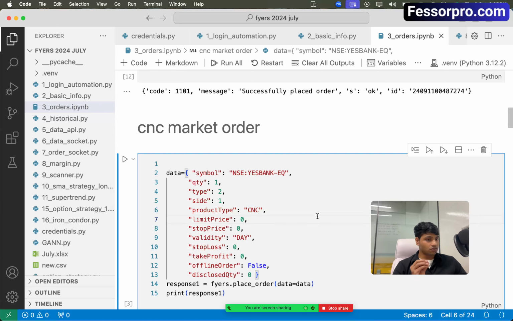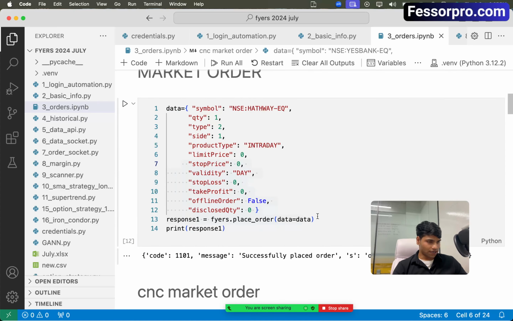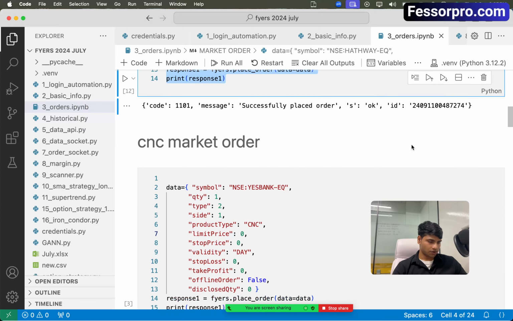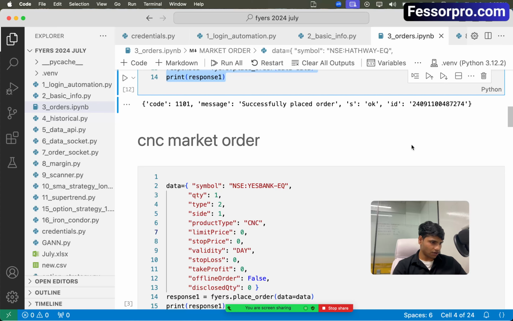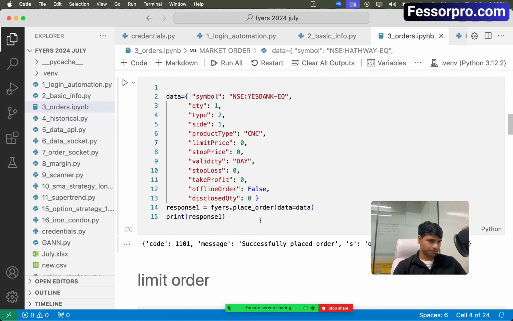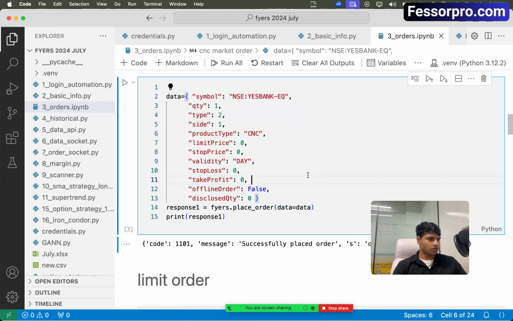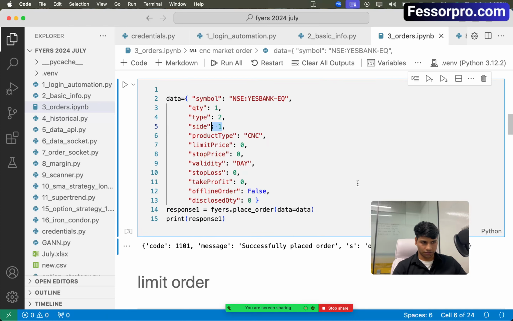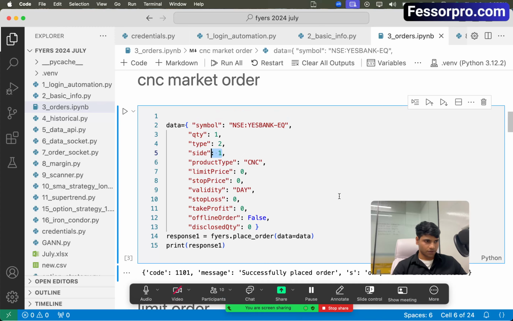Now keep in mind that if you're shorting, that is if you're selling the stock, you can do intraday. You cannot carry forward your short position in Indian market. If you run the same code in US market, you can carry forward your short position, but in India, you cannot do that. So if you are doing CNC, if you do side as -1, it will not work. So I'll just show you.